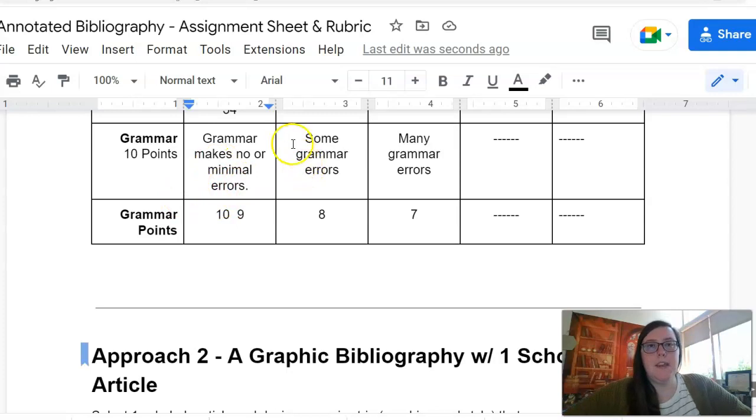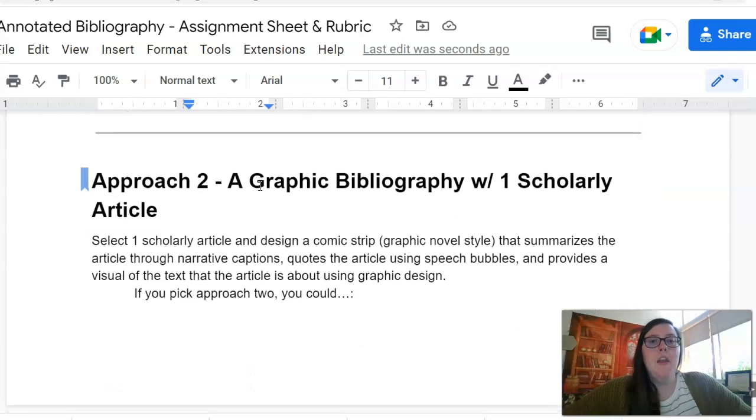And then I'm going to take a peek at grammar and just make sure that there are no errors or just very minimal errors. Okay, if you have questions, if you're going to take approach number one, the traditional route, and you have questions, need help with anything, please send me an email.